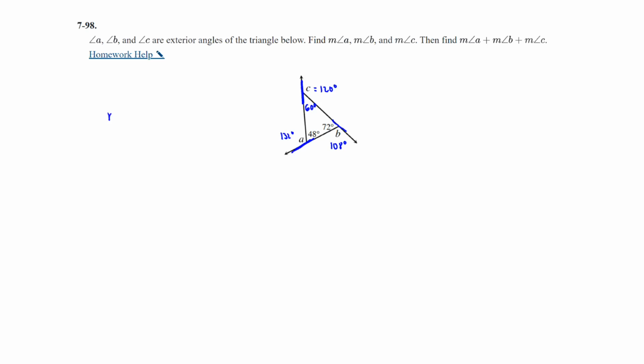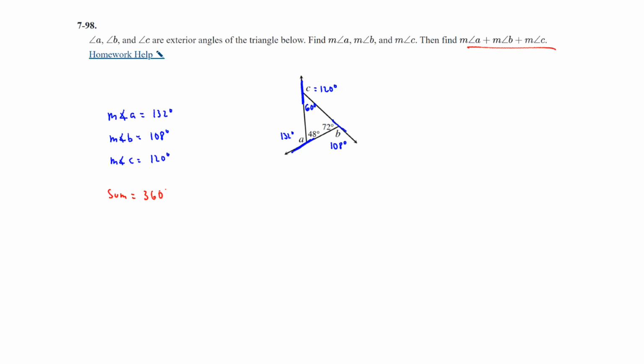So we'll write all three of those out. Measure of angle A is equal to 132 degrees. The measure of angle B is equal to 108 degrees. And the measure of angle C is equal to 120 degrees. And then at the end, it wants us to find the sum of all three of those. So add all of those up, and then that will give us the sum of angle A, B, and C.